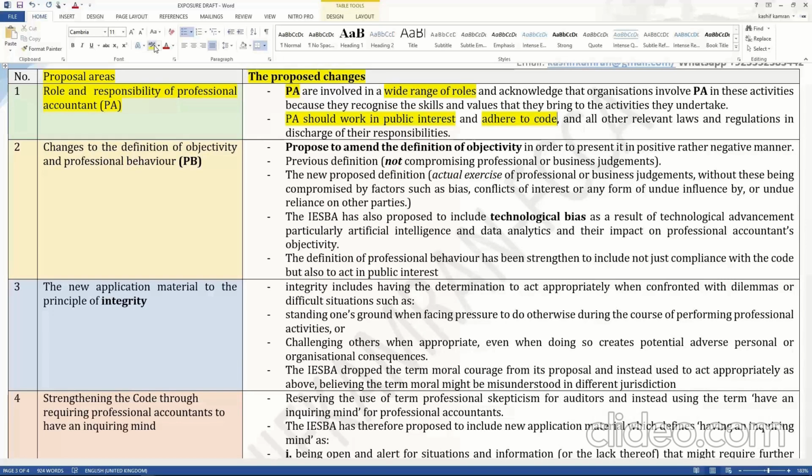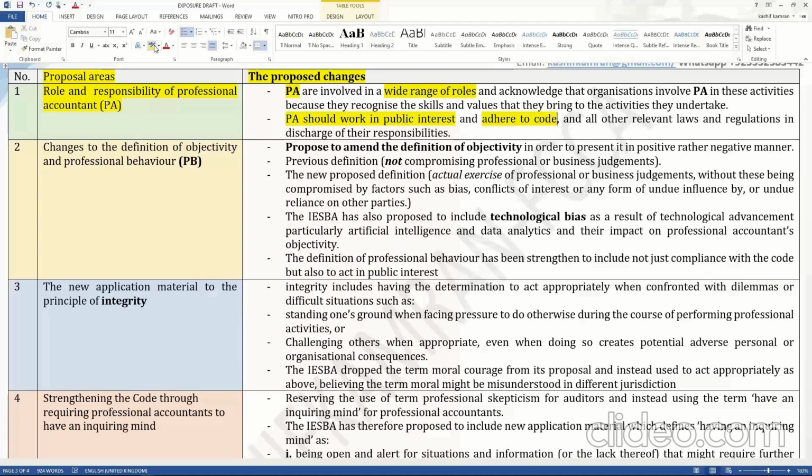So the change which has been brought by the code is the definition of a professional accountant, the clarity on the role of the professional accountant, and that the professional accountant should work in the public interest and should adhere to the code, because the code was not using the word professional accountant with clarity, right? Now the code is using the word professional accountant with clarity, and the code is recognizing the wider roles of the professional accountant with clarity, and the code is also recognizing that the professional accountant needs to work in the public interest, which is very important, and they should adhere to the code.